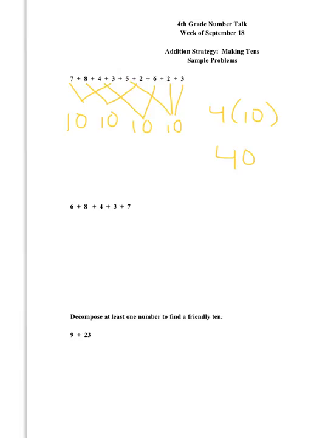We come down to the next problem. We could add 6 and 8 is 14, 14 and 4 is 18, 18 and 3 is 21, 21 and 7 is 28. That's not wrong, but again, that's not making tens.